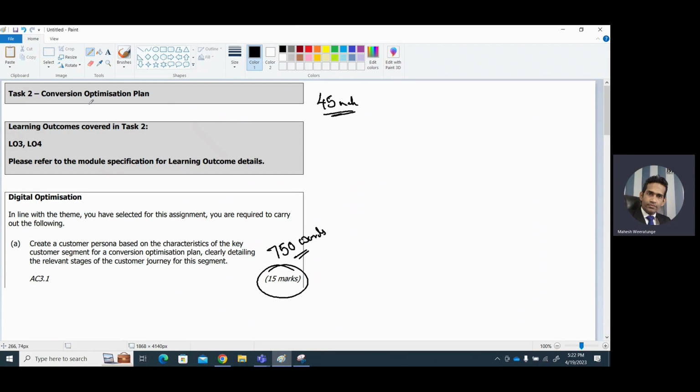So the entire task is all about the conversion optimization plan, the task 2. We know there's something called conversion rate optimization, CRO. In the sense, what are you converting? We know there are different digital medias: paid media, earned media, owned media, shared media, and things like that. People are engaging with whatever the medias, and we are analyzing their behavioral pattern.